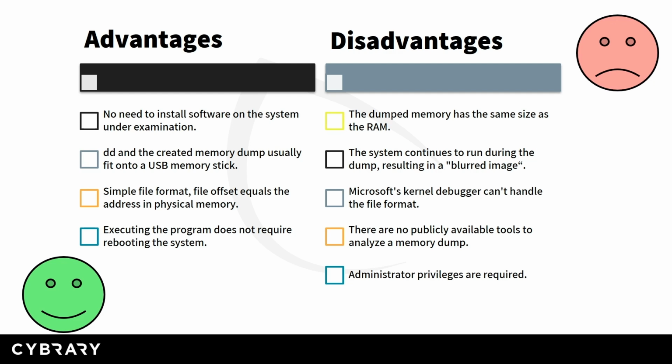In the disadvantages, in addition to the fact that this can't be done in a recent version of Windows, we also have that the dumped memory has the same size as the RAM. The system continues to run during the dump, resulting in a blurred image instead of a sharp snapshot. Microsoft Kernel Debugger can't handle the file format. There are no publicly available tools to analyze a memory dump. And finally, administrator privileges are required.